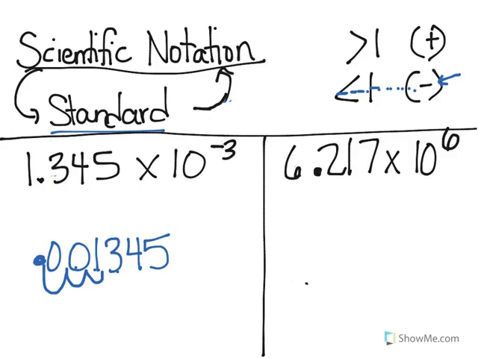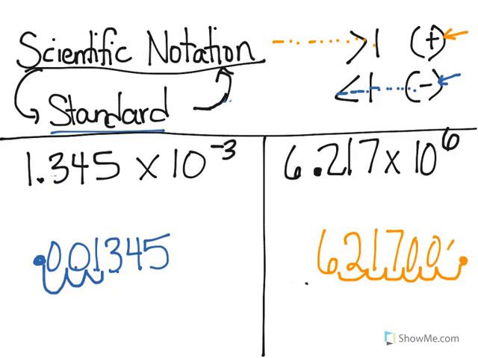Let's try the next one. The next one is 6.217 times 10 to the power of 6. So I take my main number, 6217. The 6 is positive, so I'm going to use my positive, which means my number is going to be greater than 1. I'm going to make an arrow out of it, and it tells me go to the right 6 times. 1, 2, 3, 4, 5, 6. Put zeros, and that's your answer. 6,217,000.